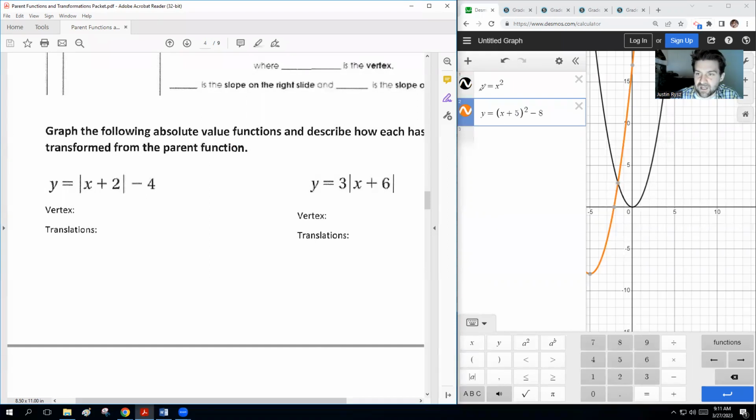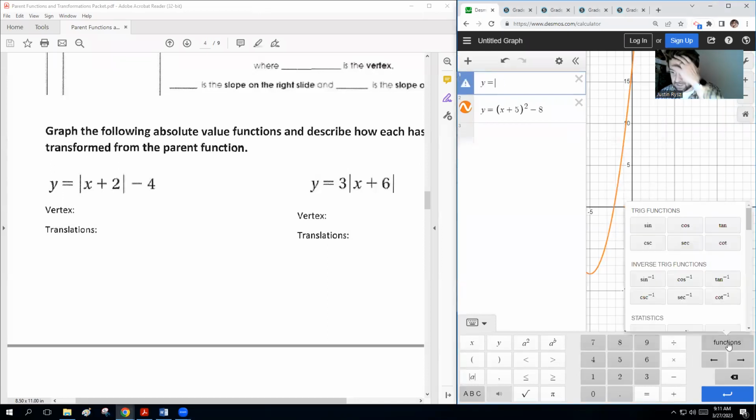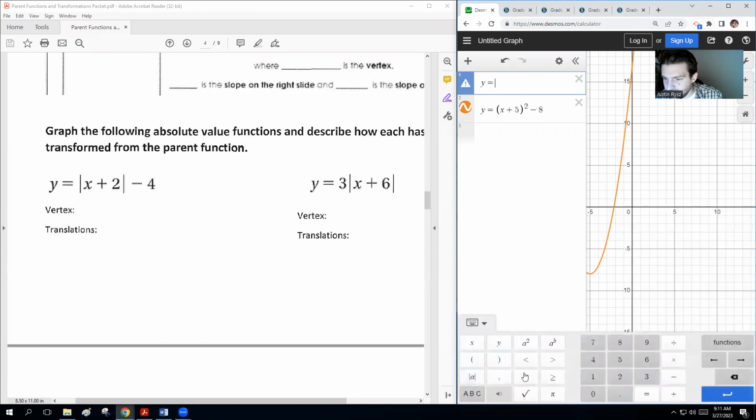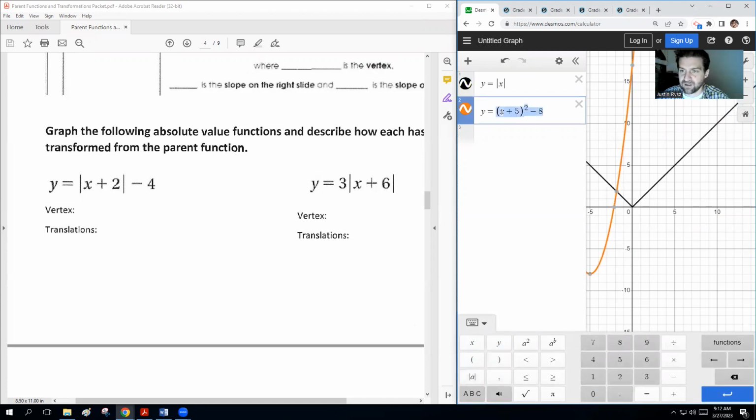So, you can even type this into Desmos. Now, just if you guys didn't know where the absolute value function is, you do have to click functions here, and you should see one if you scroll down called ABS. All right, if it's not there, you can find it. Oh, it's actually right here on our toolbar. Absolute value function of x makes the V.